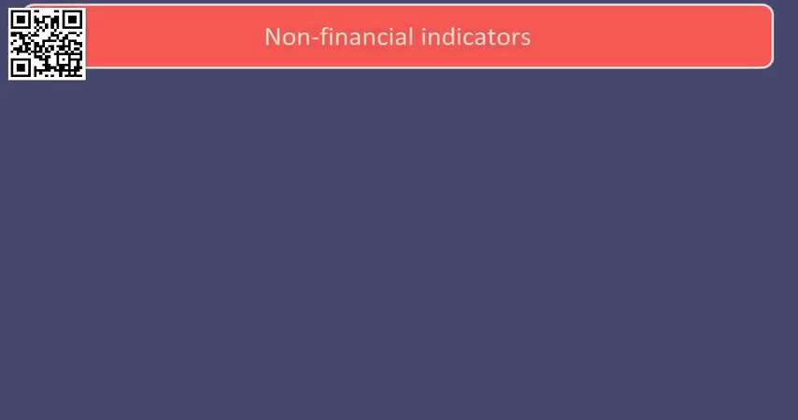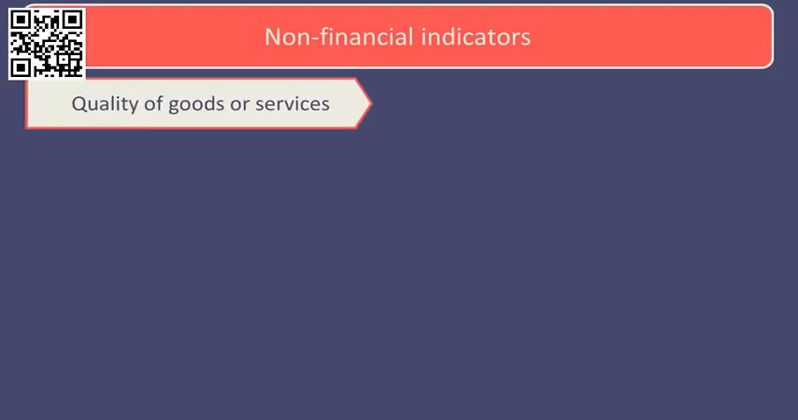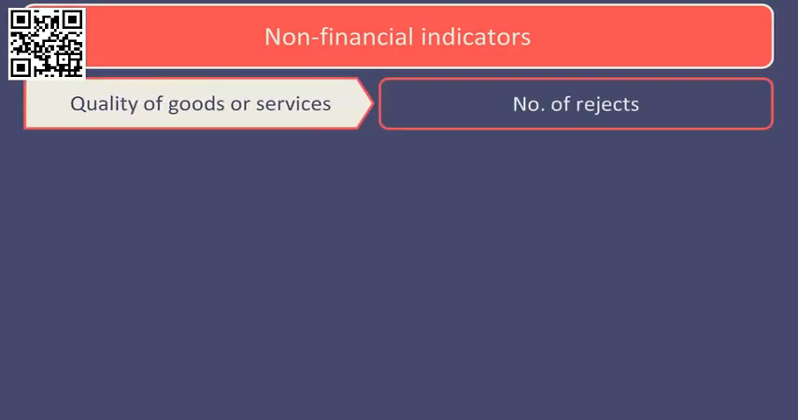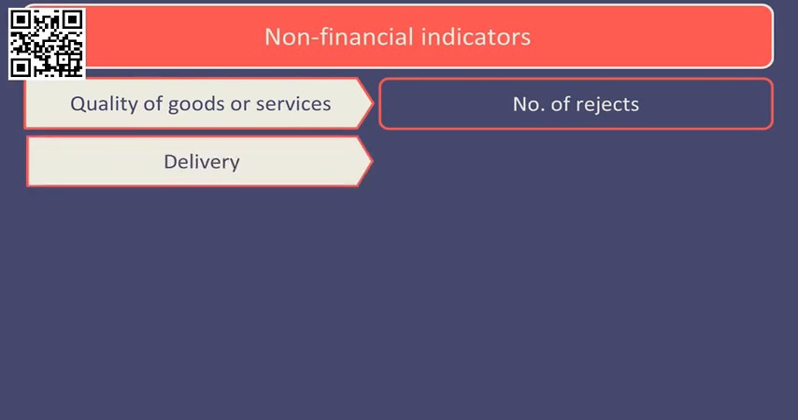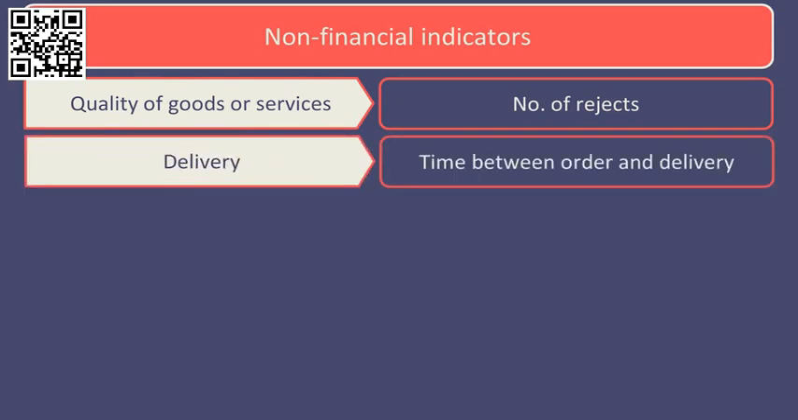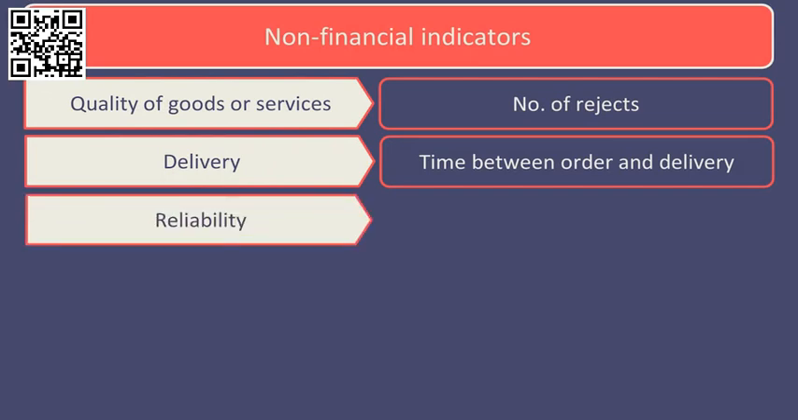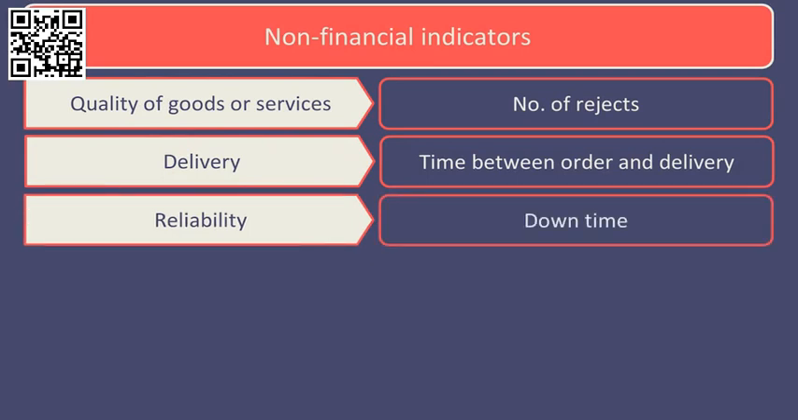As a general guide, non-financial performance measures could include quality of goods or service. This could be formulated by the number of rejects within the production process, or maybe the number of customer returns or warranty claims. Delivery. This could be calculated by the average time between taking and delivering an order. Reliability. Well, this could be expressed as the percentage of equipment failures or maybe downtime.